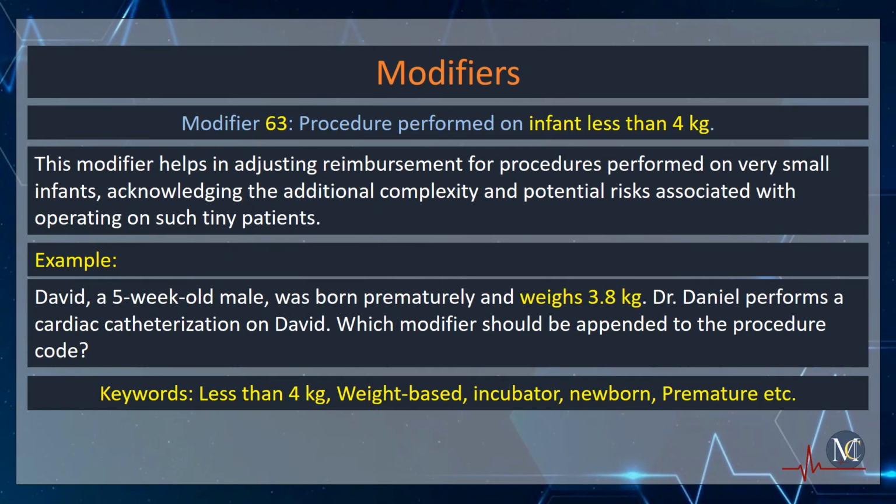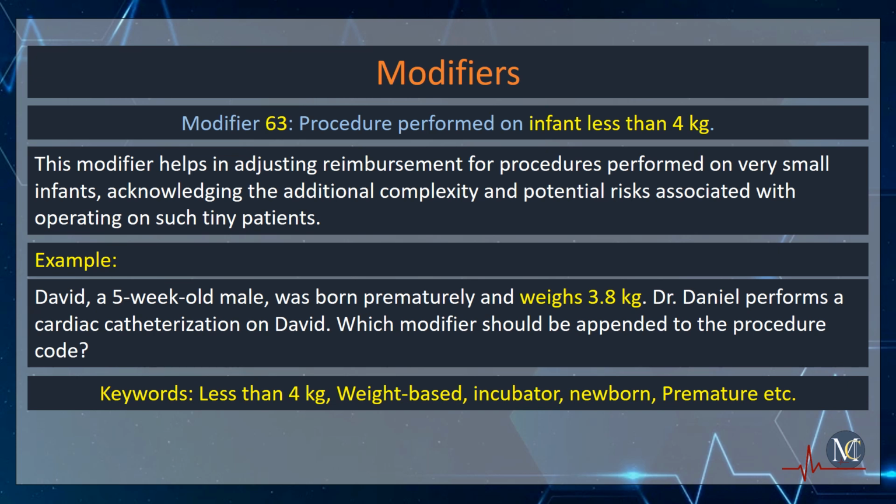Modifier 63. CPT modifier 63 is known as procedure performed on infants less than 4 kg. This modifier helps in adjusting reimbursement for procedures performed on a very small infant, acknowledging the additional complexity and potential risk associated with operating on such tiny patients.